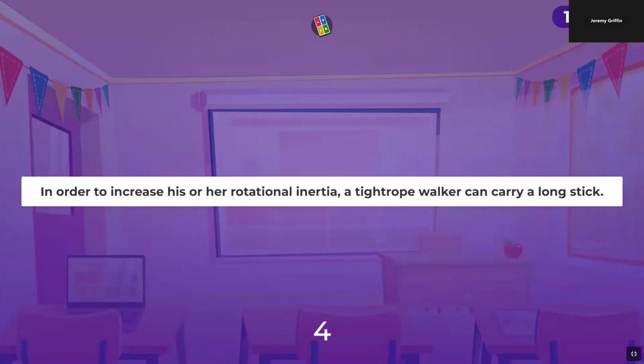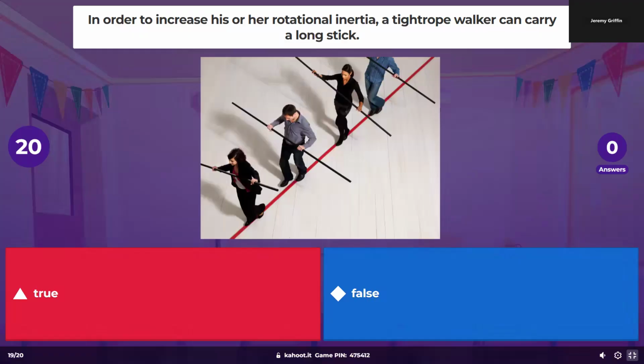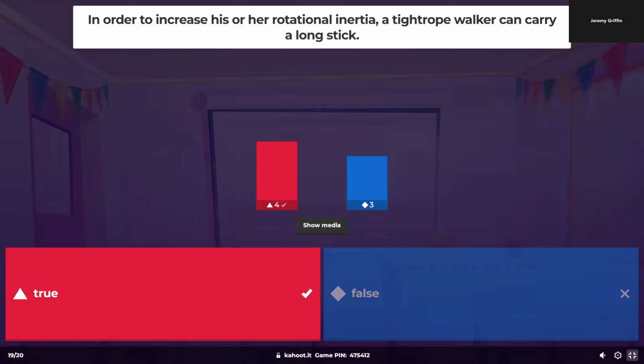In order to increase rotational inertia, a tightrope walker can carry a long stick. Ooh, is that why they carry a long stick? Increase their rotational inertia? Okay. Does that help you balance too? Yeah, it's probably why they carry a long stick.